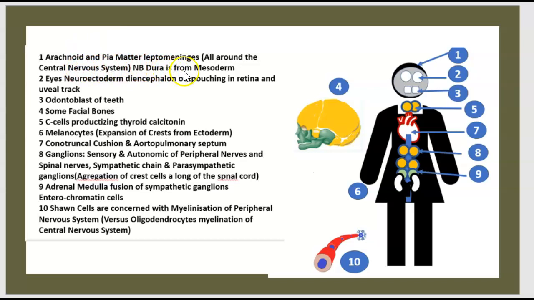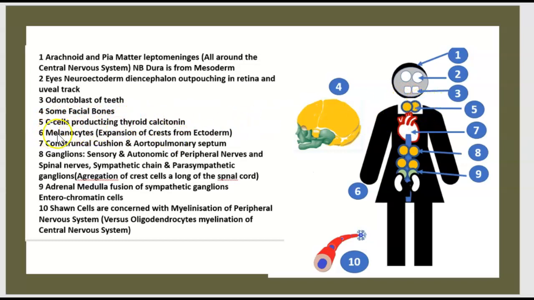Nota bene, dura is from mesoderm. Number 2, eyes: neuroectoderm of the diencephalon, outpushing into the retina and uveal tract. Number 3, odontoblasts of teeth. Number 4, some facial bones. Number 5, C cells producing thyroid calcitonin.